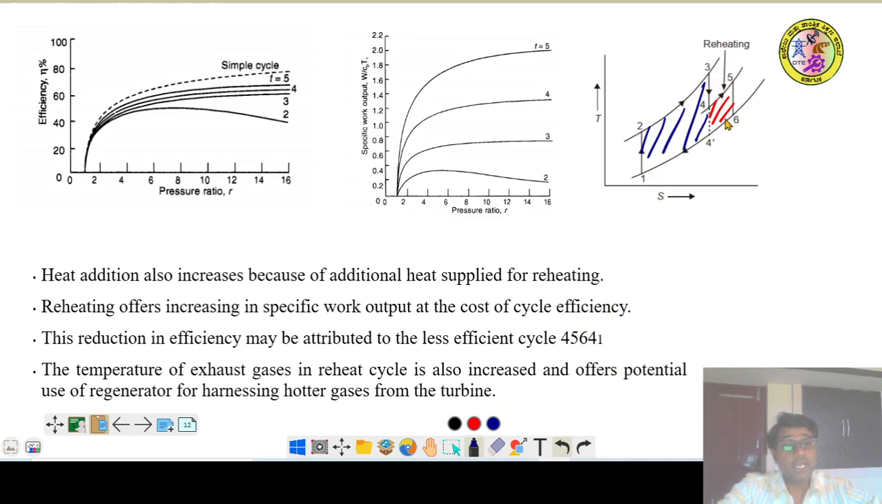This is the area that is enclosed that gives the work done. So, by using this reheater, what will happen? The exhaust temperature becomes higher. If the exhaust temperature is higher, that means we can use the regenerator to harness that potential. We can use the regenerator to harness that energy.